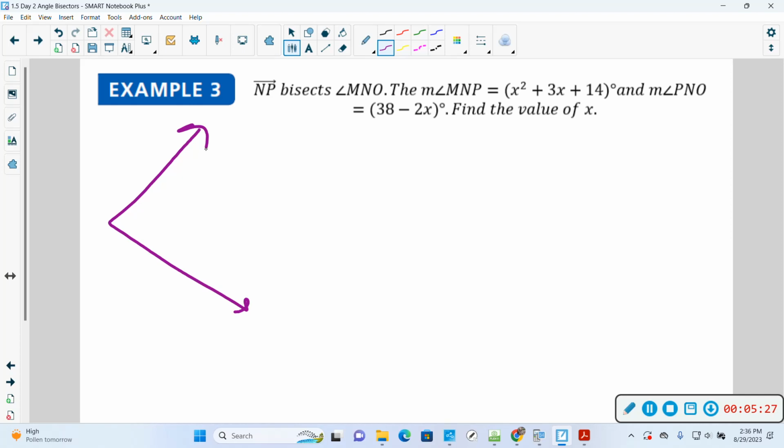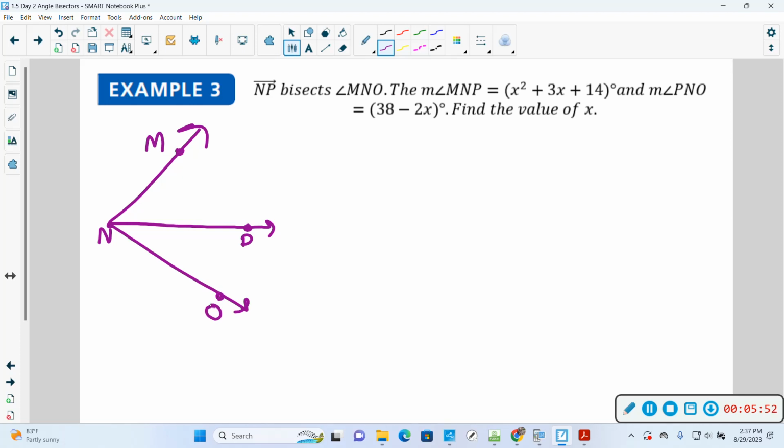Now, ray NP bisects it. Now, let's not judge my drawing skills. I'm going to try to draw a ray NP in the middle. I'm not going to promise it's right in the middle, but I'm going to try. So that was my ray NP. Bisects angle MNO. I don't care if you put the M up top or the bottom. It doesn't matter. I'm going to start up here. M, and we've already got the N.